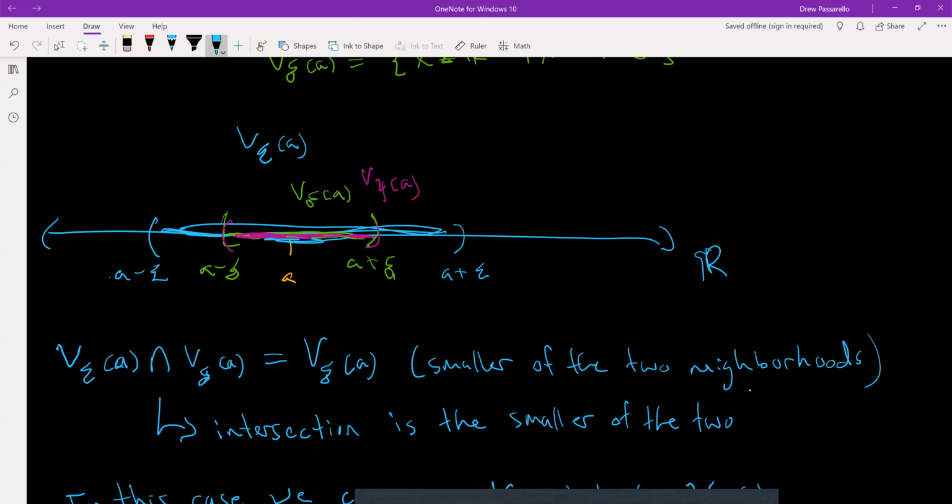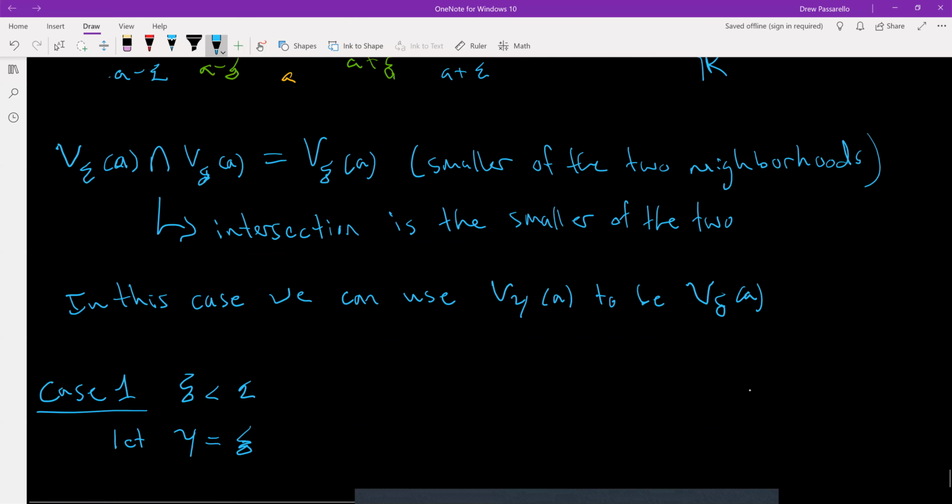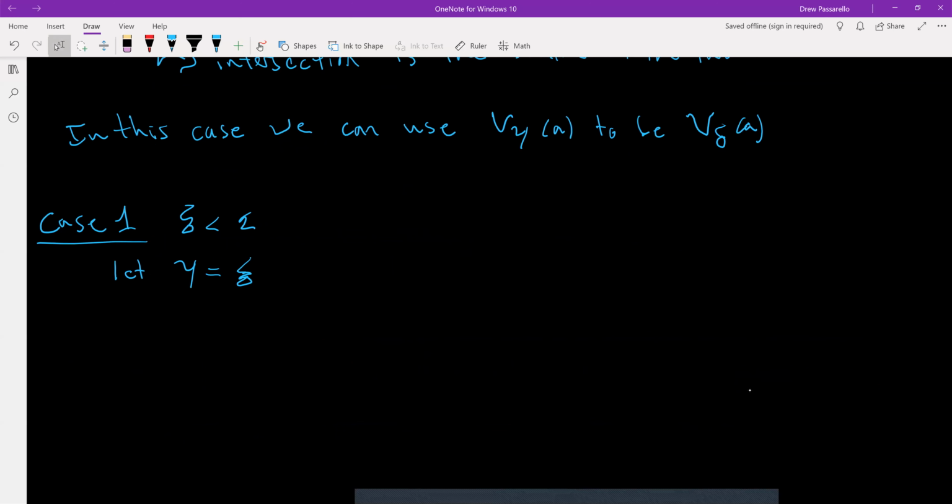So depending on which one is the smaller neighborhood is the one that you would want to set your, I guess, radius to be equal to. So in the case that delta is less than epsilon, that produces the delta neighborhood, which is smaller than the epsilon neighborhood, so you would let gamma be equal to delta. And if gamma is equal to delta, then that's the same as the delta neighborhood, which is the same as the gamma neighborhood, and that's a neighborhood. All right, that would be what you would do for that case.